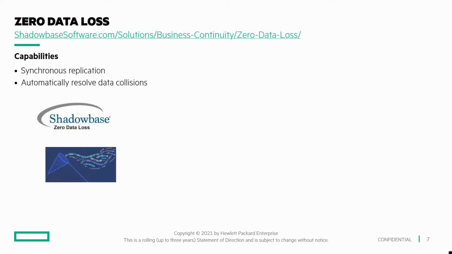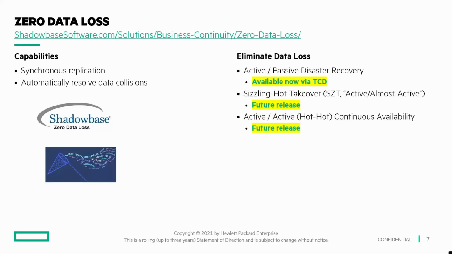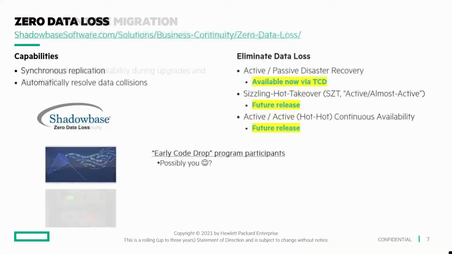Shadowbase Zero Data Loss provides synchronous replication. ZDL Plus, a future release, will be able to automatically resolve data collisions in active-active environments. It enables you to eliminate data loss for your HPE nonstop environments. Active-passive is the only architecture that is available now as part of an early code drop, temporary code delivery. It is only used in a testing environment. If you're interested, please contact us for more information.